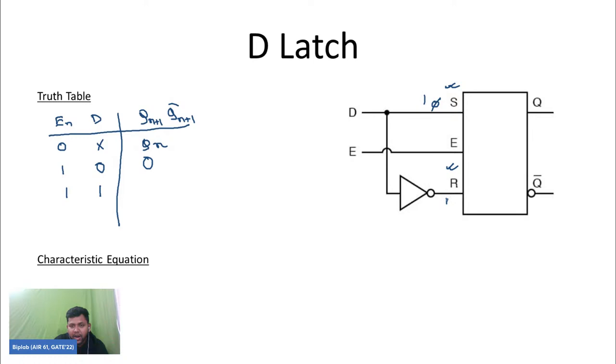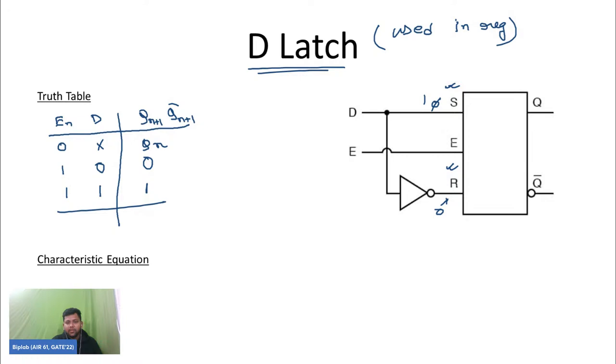So why did we do this? We did this to remove the indefinite state, that is the unused state. Okay, to remove the unused state. And this is what is actually used in registers. Actually not latch, we are talking about latch currently. In the register, we use D flip-flops, which are mostly the same, only we have a clock extra. So otherwise everything is the same. Okay, so this is used in registers.